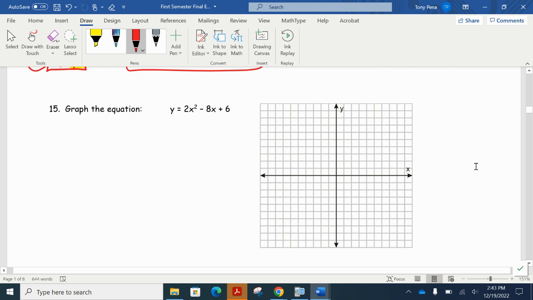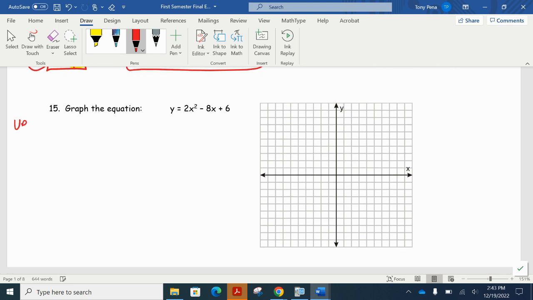15, when we want to graph this equation, the two big things that we can use to graph an equation are the vertex and the x-intercepts, if there are any. All right, so our vertex, we would want to put this into vertex form so that we know where to put that highest or lowest point that's going to be on our graph over here.